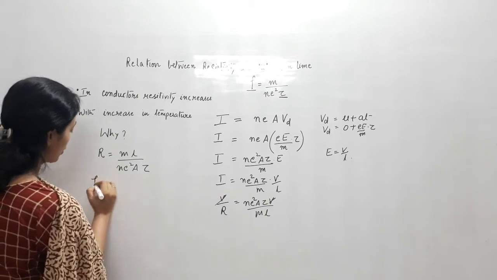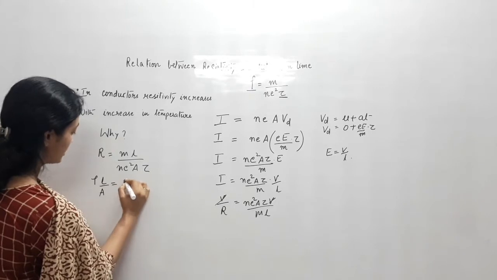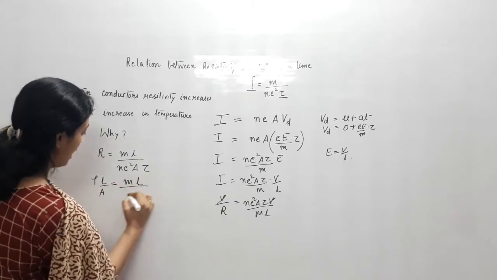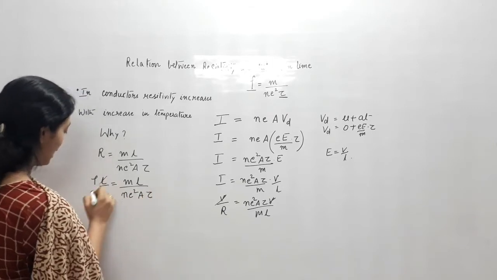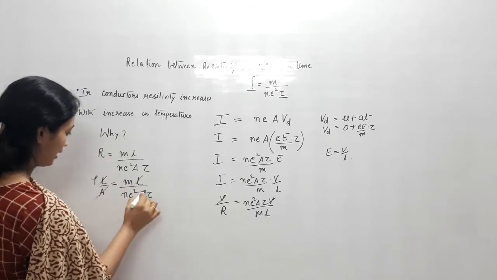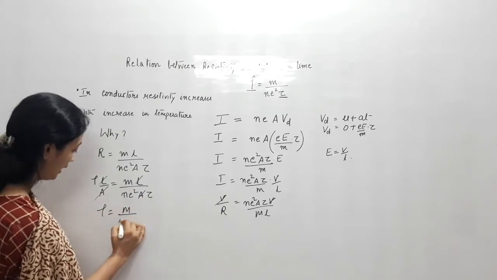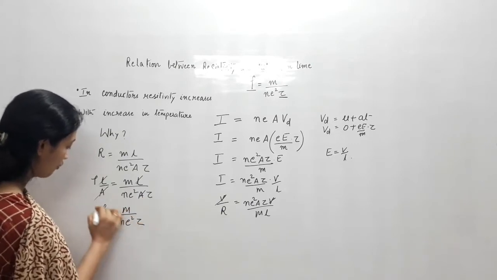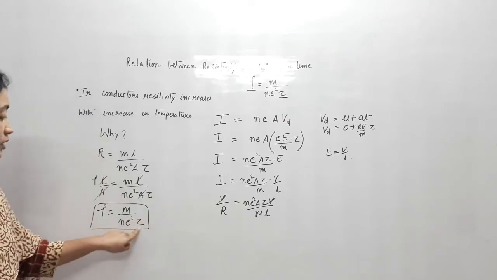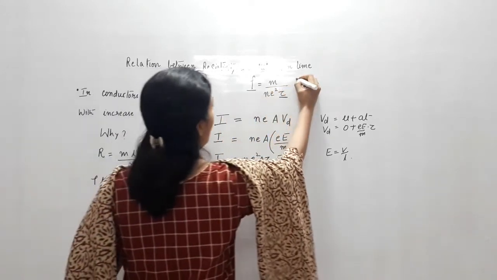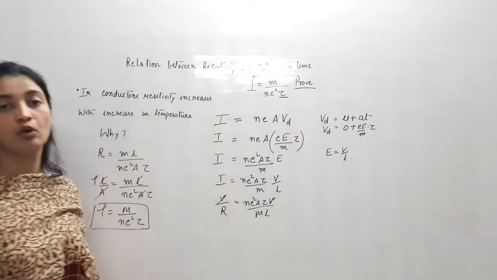R is nothing but rho L upon A, the factors on which resistance depends. So rho L by A is equal to mL upon n e square A tau. L gets cancelled, A gets cancelled. All we are left with is rho equal to m by n e square tau. We are able to relate resistivity with relaxation time, and we have arrived at the proof of this particular relationship.